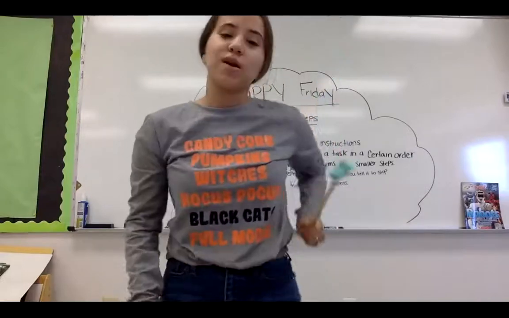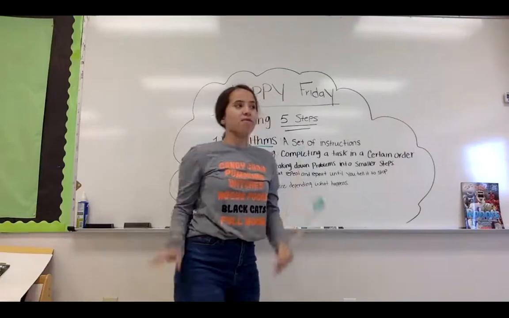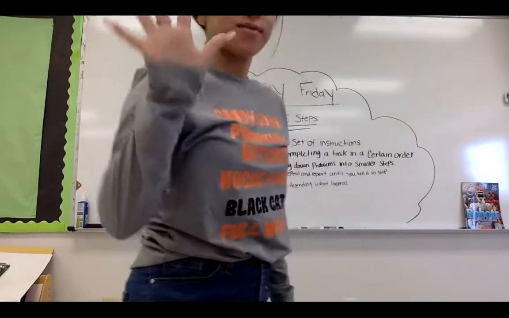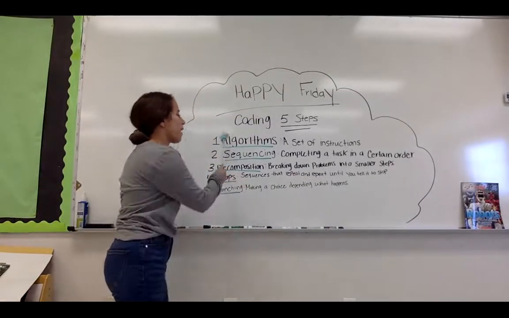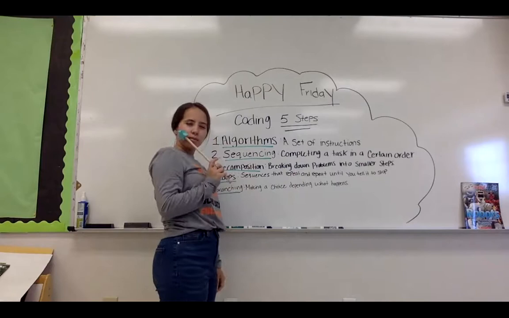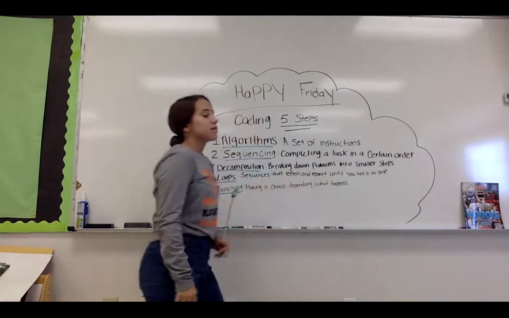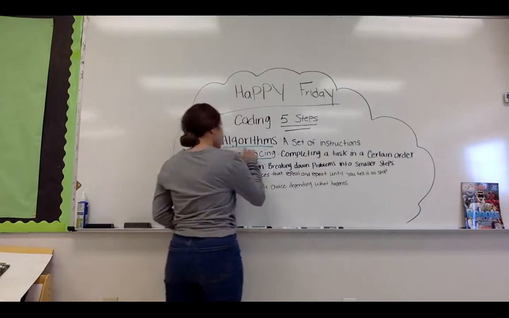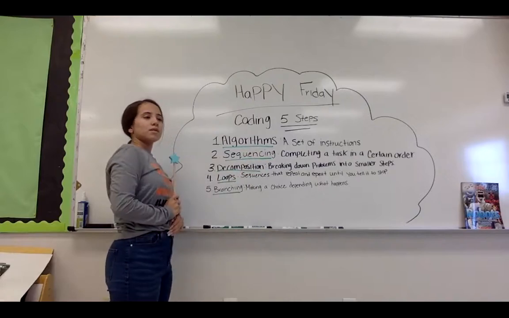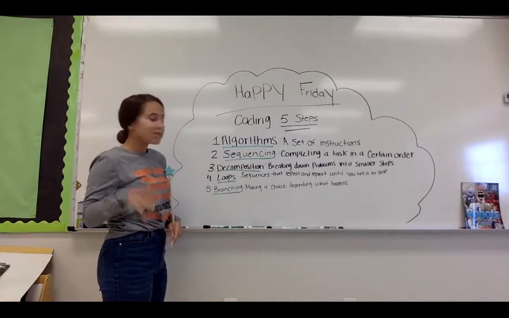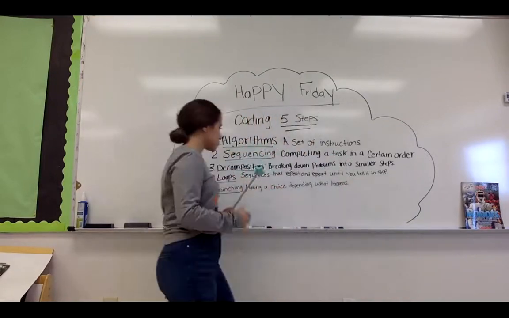Hopefully everyone's doing great. So today we are going to be doing coding. We have 5 steps for coding, boys and girls. Step number one is algorithms. Can everyone say algorithms? Good job. A set of instructions, okay? That's our definition for the word algorithms. Number 2, sequencing. Can everyone say sequencing? Good job. It's completing a task in a certain order.